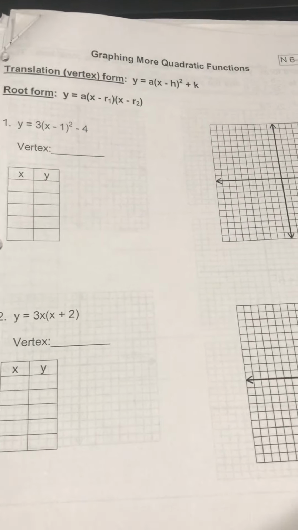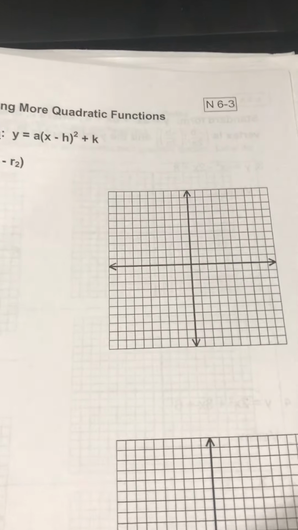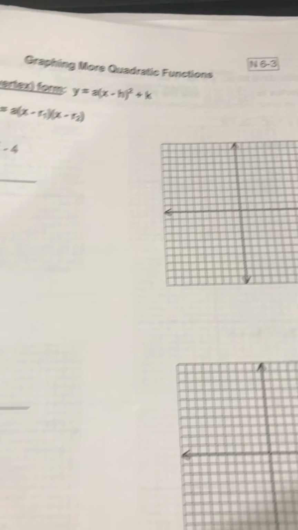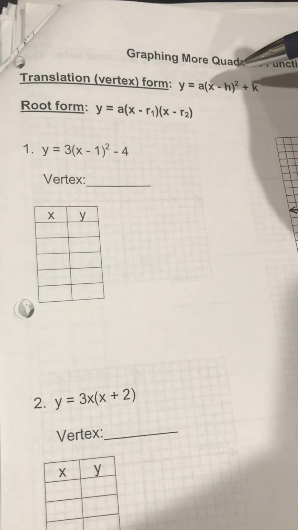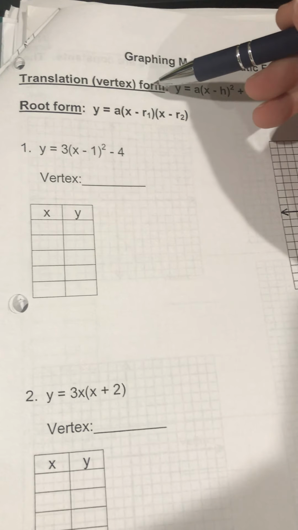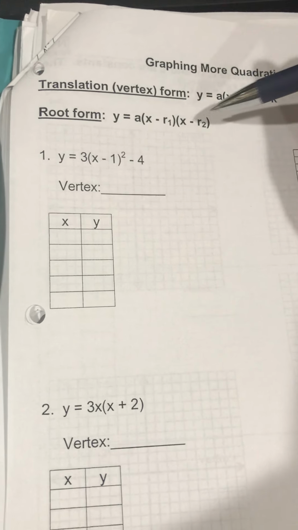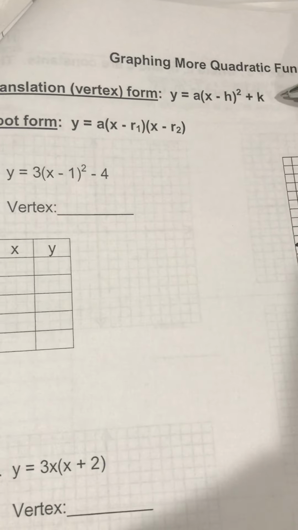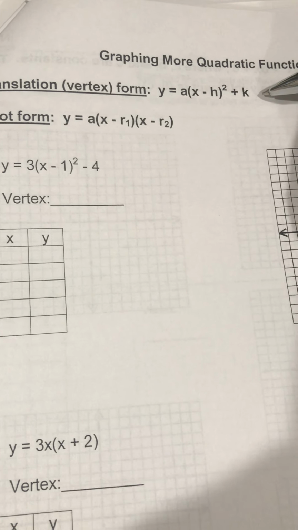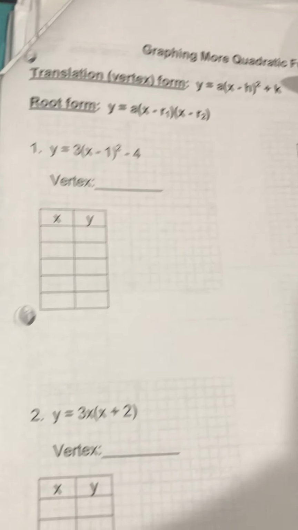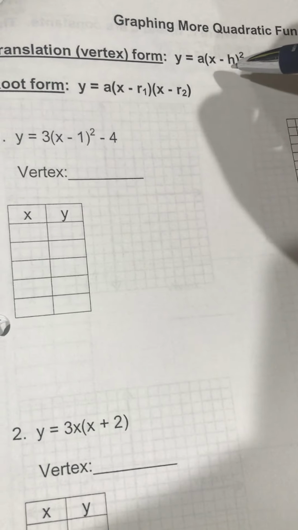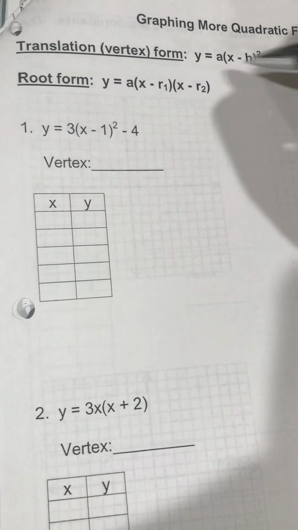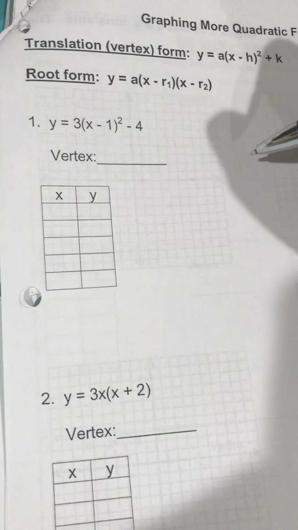Okay, graphing more quadratic functions. This is the notes for N 6-3. So we already learned about the translation form, which is also called vertex form, or the root form. These are the equations that we went over yesterday. For these first examples you're just using these two from yesterday. We're just reviewing what we already covered, just more practice.